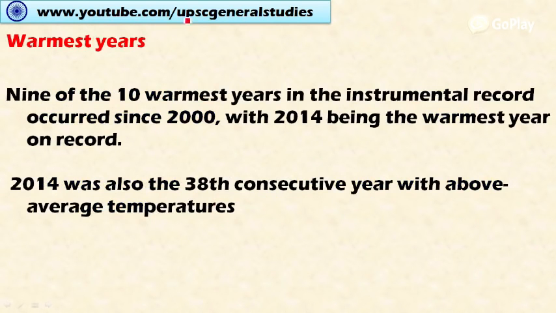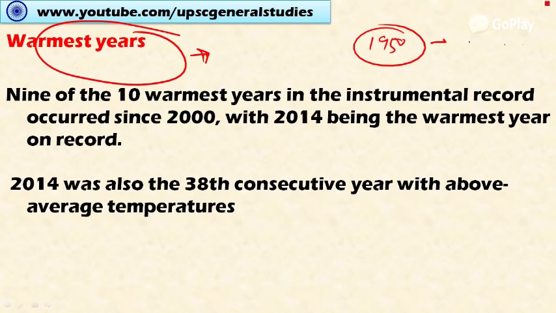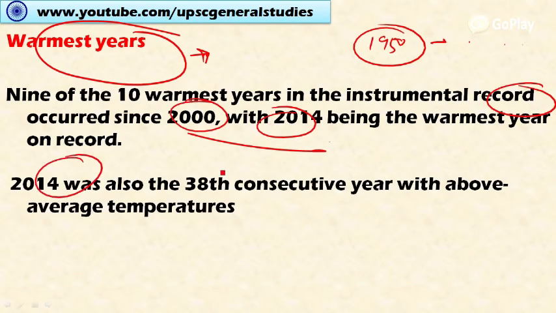Let's look at the warmest years that have been recorded through instrumentation. Through instruments since the 1950s, the temperature has been recorded continuously without fail. These statistics reveal that 9 of the 10 warmest years in the instrumentation record occurred since 2000 to 2014. So recent years are the warmest years throughout recorded history, with 2014 being the warmest year on record. And 2014 was also the 38th consecutive year with above average temperature. So for the past 38 years, above average temperature has been recorded on the Earth. This is another serious issue.